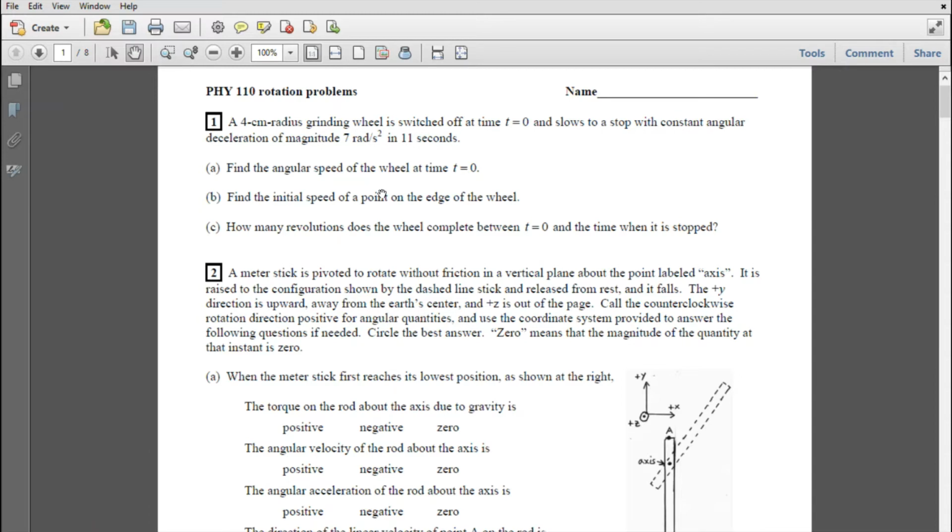Problem 1, we've got a 4 centimeter radius grinding wheel switched off at time t equals 0, slows to a stop with constant angular deceleration, and we're given the magnitude of the angular deceleration. If it's constant deceleration, that's a constant angular acceleration case. We can use kinematics here. So find the angular speed of the wheel at time t equals 0. Find the initial speed of a point on the edge of the wheel and how many revolutions does the wheel complete on the way to stopping.